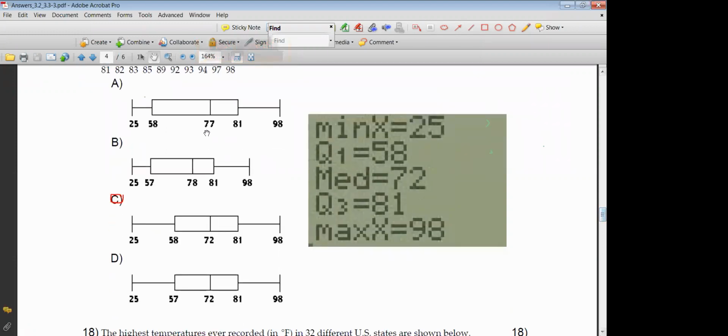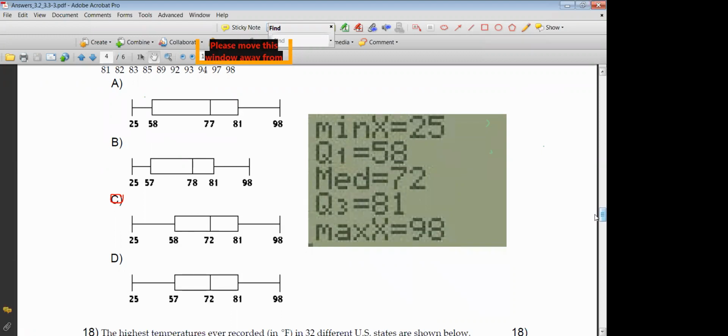This one has a median of 78.7. This one has a median of 78. These 2 are the ones that have medians of 72, so I already know it's not letter A and letter B. I'm down to C and D. I could take the time to show you how to do quartile 1, which is P25, but I don't want to do that. I don't want to confuse you.